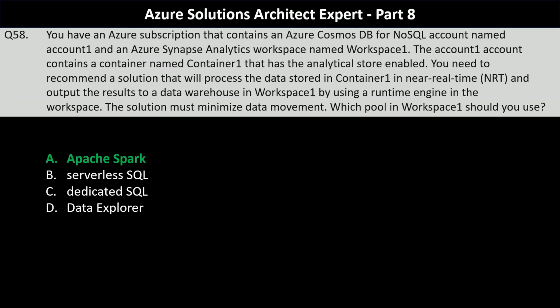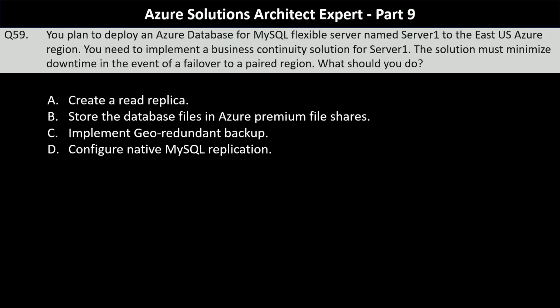Apache Spark minimizes data movement by working directly with the analytical store of Cosmos DB, which allows querying without duplicating or moving the data. Results can be written to dedicated SQL pools or Synapse managed data warehouses, meeting the requirement of minimal data movement.